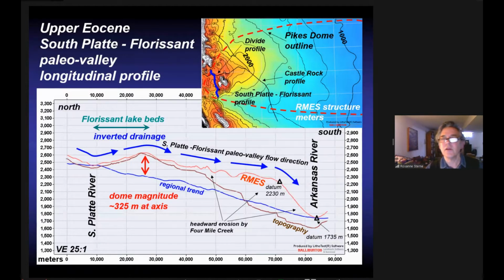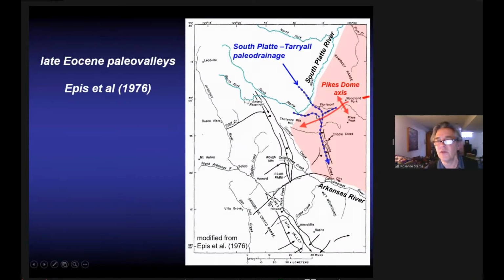Then we can look at the South Platte Paleo valley system. So now we're coming down through the Florissant Valley, and this is a map from Epeirogen. And these are late Eocene Paleo valleys. So the thinking is the current South Platte, which is shown here in cyan, originally flowed down and into the Florissant Valley, and then down through the Four Mile Creek area graben, down into Canyon City, at least to the Arkansas River and possibly beyond.